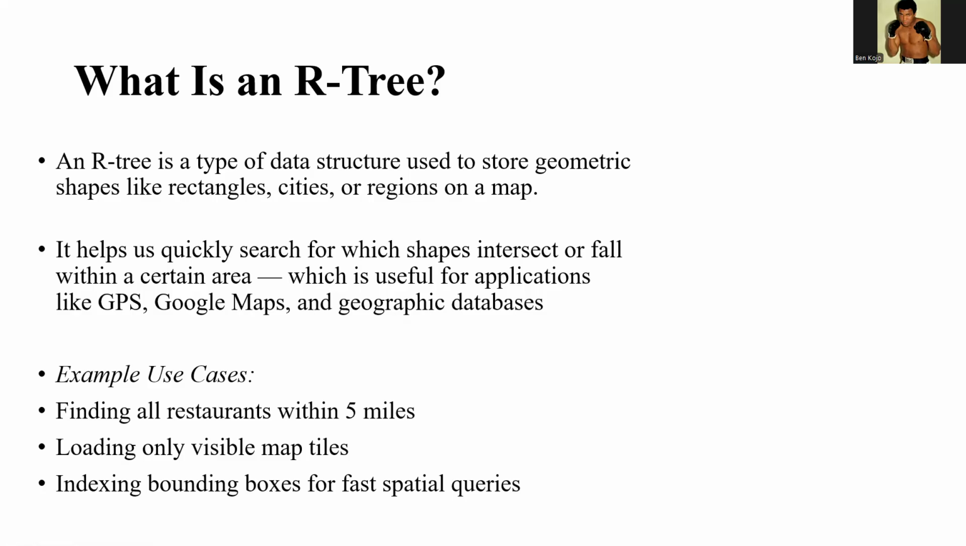So what is an R tree? An R tree is a type of data structure used to store geometric shapes like rectangles, cities, regions, or polygons on a map. It quickly helps to search for which shapes intersect or fall within a certain area. This is very useful for applications like Google Maps, GPS, and geographic databases. For example, if you are finding all restaurants within 5 miles of a particular point, or loading only visible map tiles, or indexing boxes for fast spatial queries, an R tree can be used.